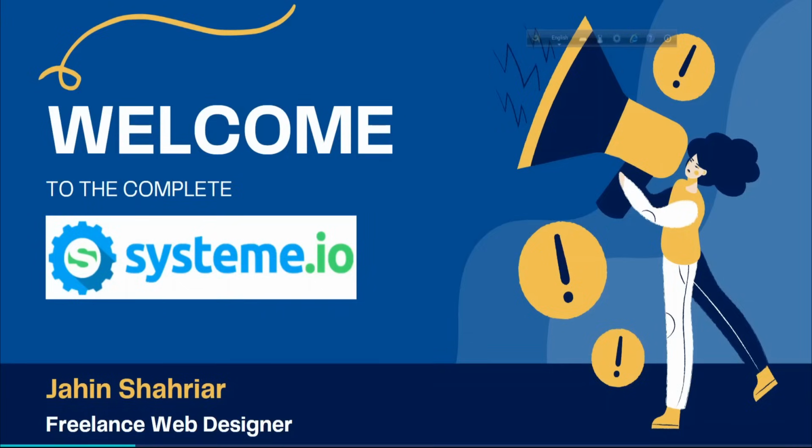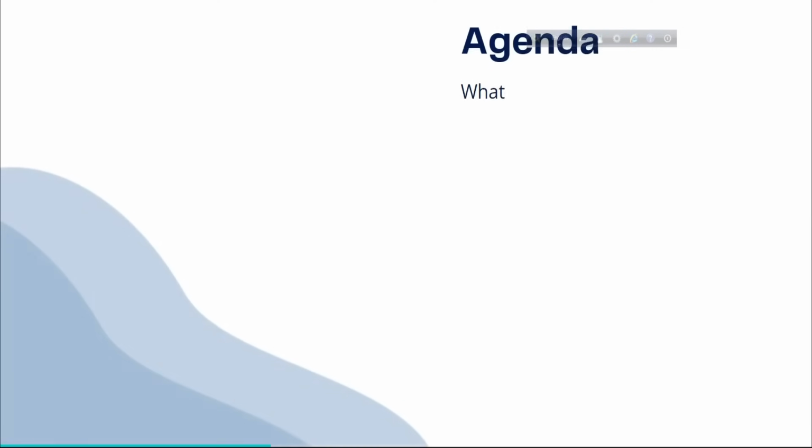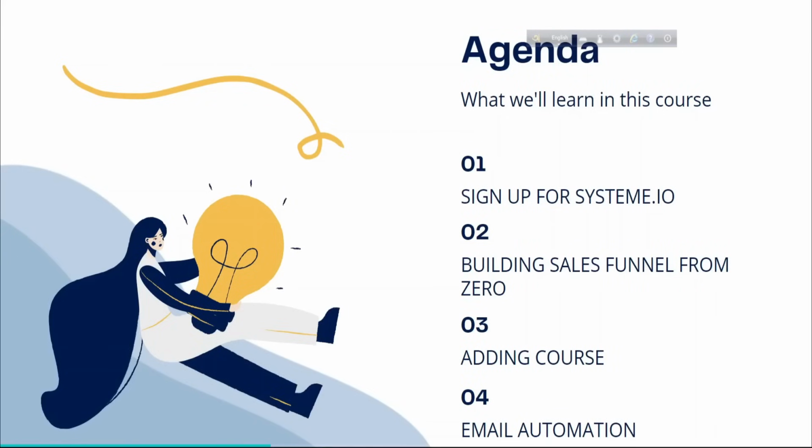In this video, I will show you how to sign up for a system.io account, how to build a sales funnel from zero, how to effectively create an online course sales funnel from adding the module to the lesson, and how to do the editing in system.io step by step. I will also show you how to add the email automation inside system.io.